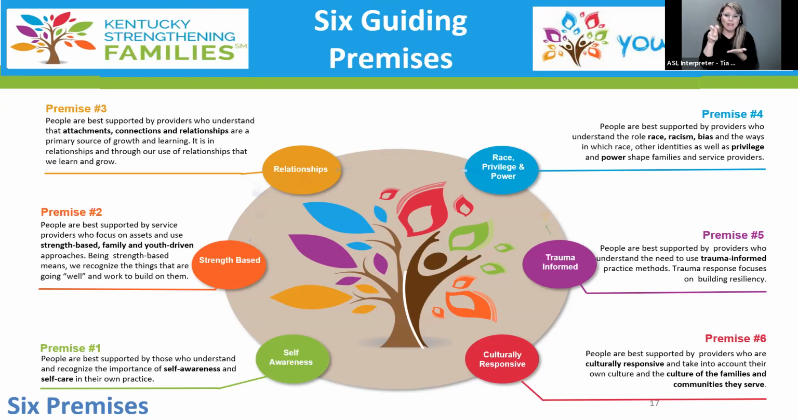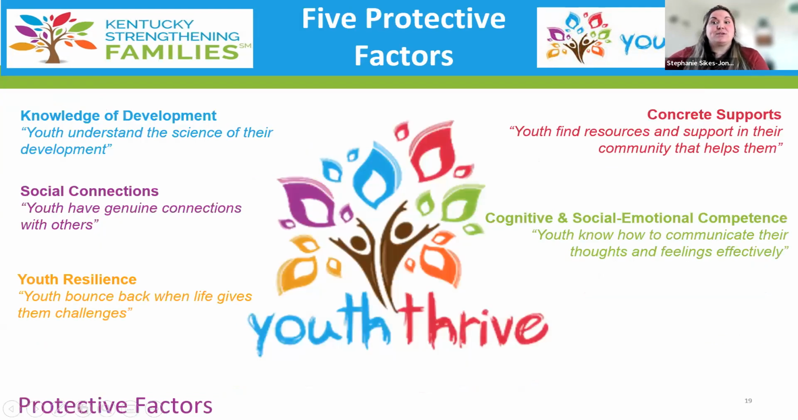So the fourth premise is about race, power, and privilege, and your awareness of that and how that plays out in the relationship between you as a provider and the families and youth you work with. There's lots of material out there about this one, so we encourage you to take advantage of conversations and education around race, power, and privilege, being trauma informed, and also being culturally responsive in the work that you do. So Shannon's going to talk to you all now about what the protective factors are, which is the meat of Youth Thrive.